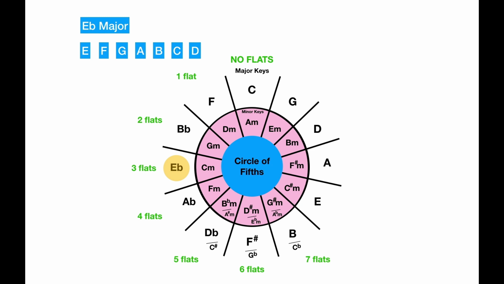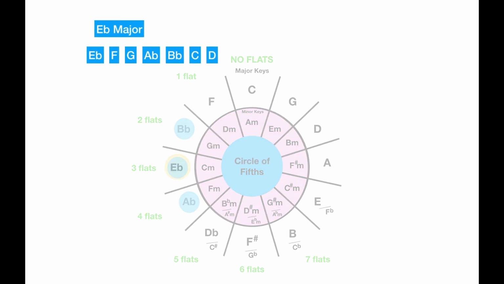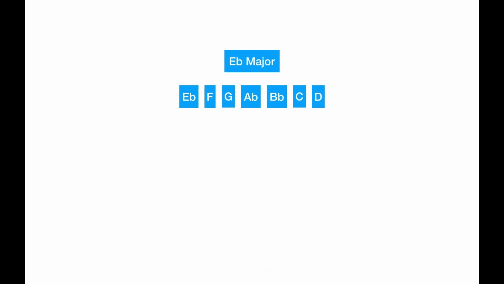So if you look at the E flat, you can see that it has 3 flats in it. Now the order of flats starts from B and moves anti-clockwise around the circle. We're looking for 3 flats, which means we'll be using the B flat, E flat and A flat. So the notes of an E flat major will be E flat, F, G, A flat, B flat, C and D.